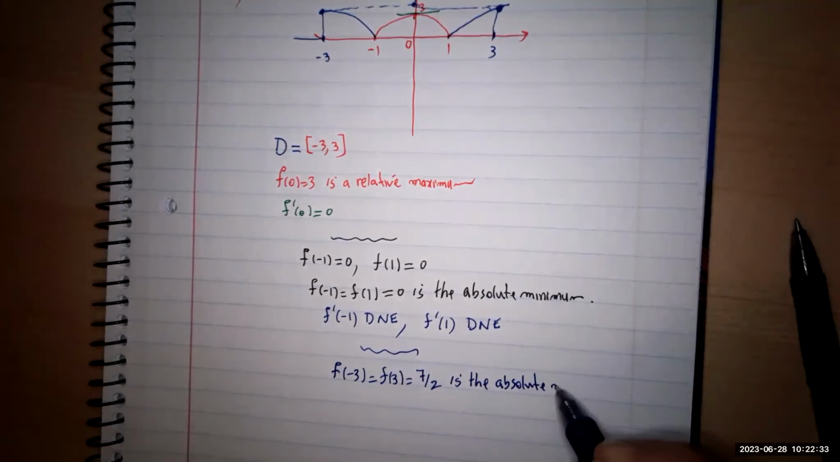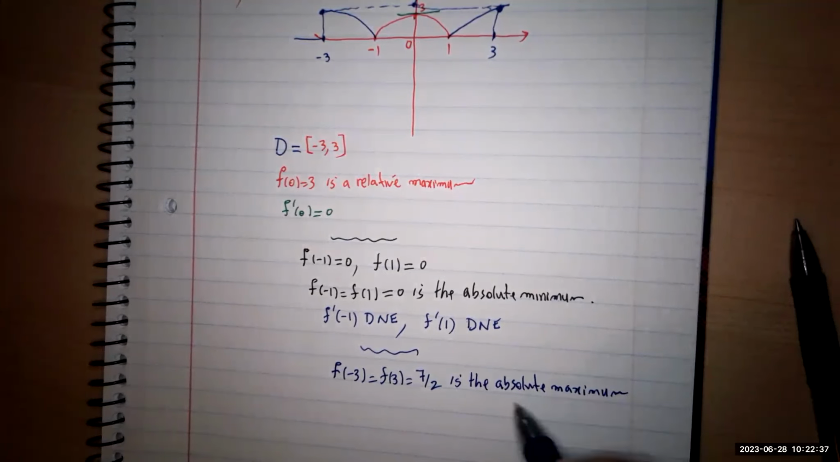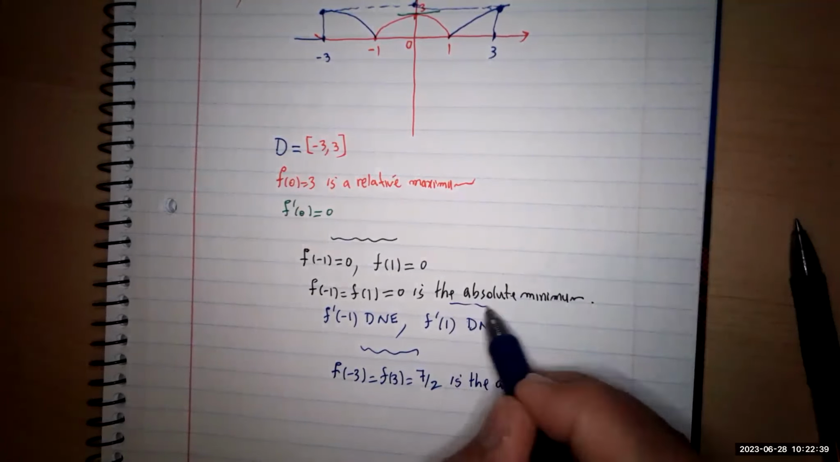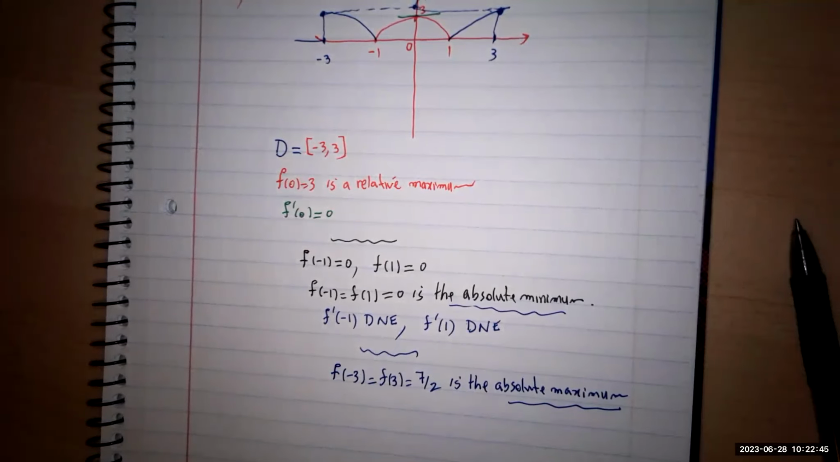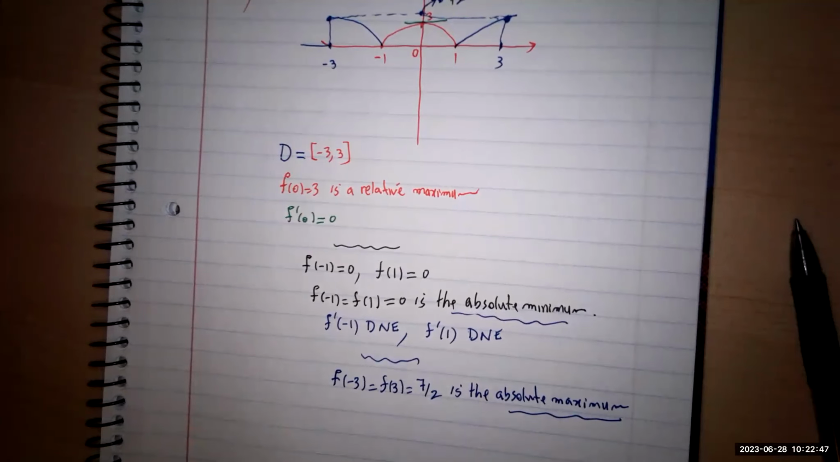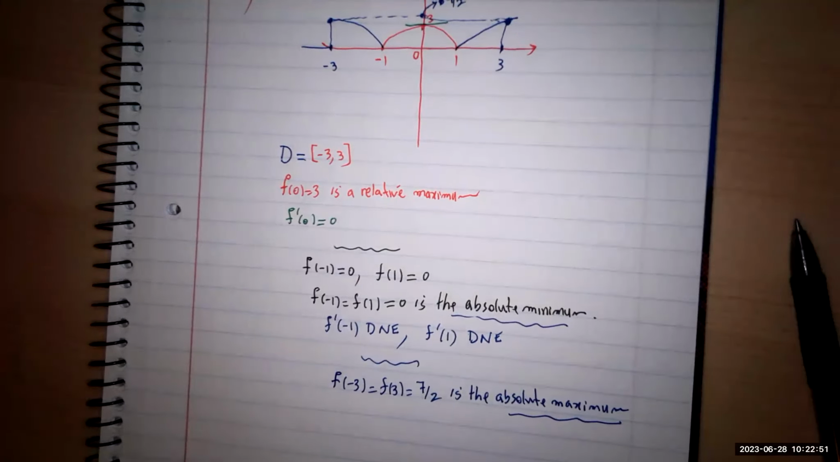Okay, it's going to be the absolute maximum. Okay, so it's going to be absolute maximum, and it's going to be absolute minimum. So this is a very nice example where you see the interval is closed. The domain is a closed interval.